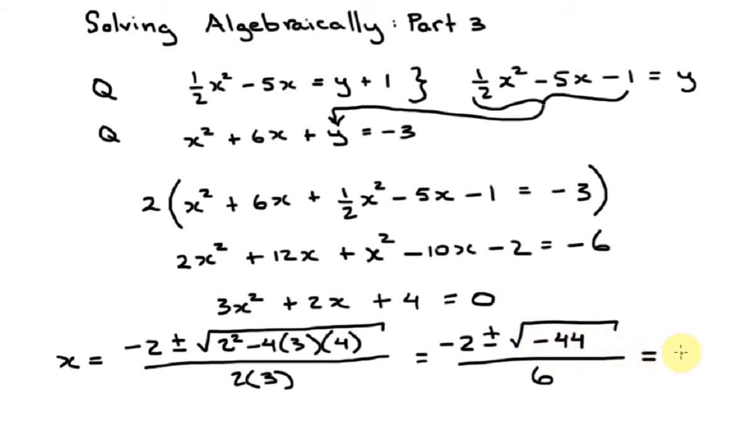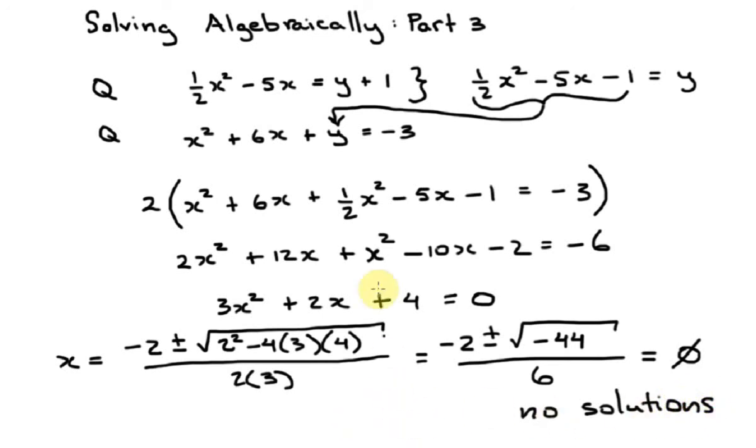That means there's just no solutions to this. That's the empty set. So if there's no solutions for x, then it means there are simply no solutions for y. There are no points of intersection.